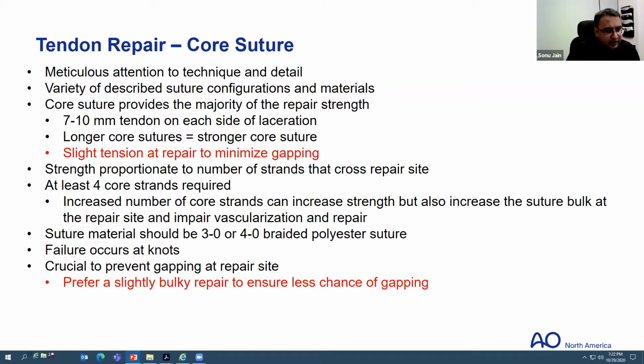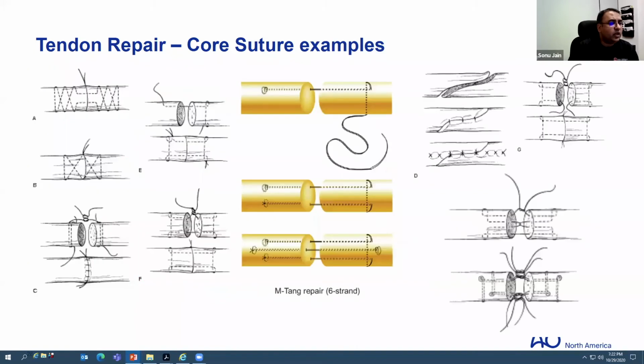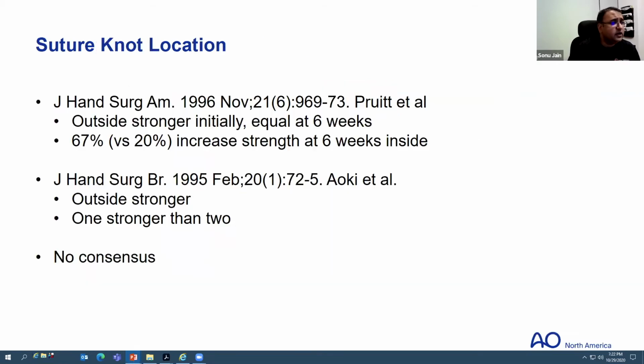Suture material should ideally be 3 or 4 braided polyester sutures. Failure usually occurs at the knots, and you also want to make your repair slightly bulky at the site. Again, minimize gapping. So this just shows you various types of repairs: Modified Kessler, Kessler Tajima, oblique, etc. And then this M repair that Jivotang likes using. So again, this is 6 strand. There's even more than these, but just be aware that there are different techniques to do this.